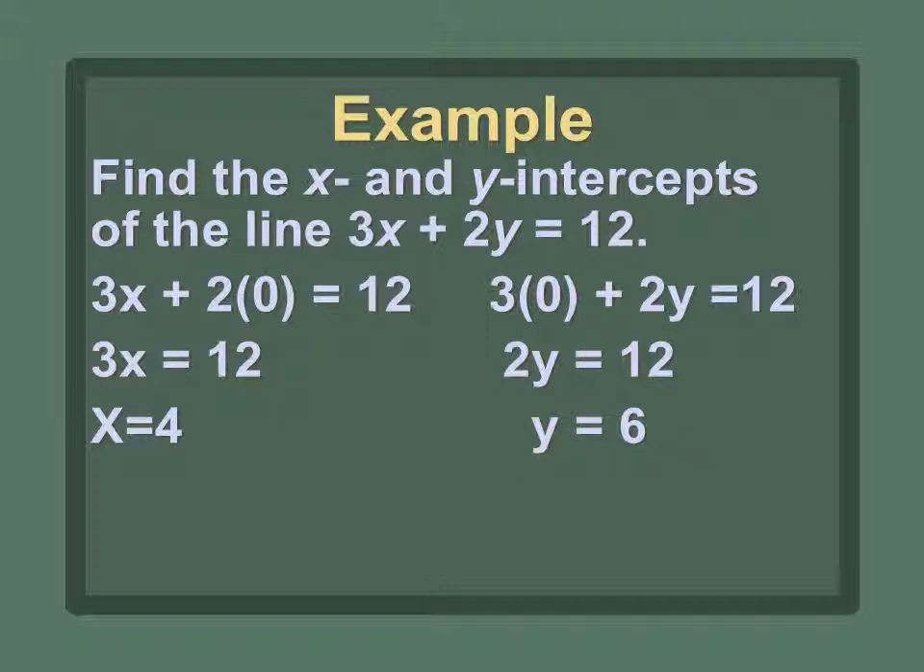So remember, those are not the actual intercepts. Intercepts are ordered pairs. So instead of saying x equals 4, we will say that the x-intercept is (4, 0). And instead of saying y equals 6, we will say that the y-intercept is (0, 6).